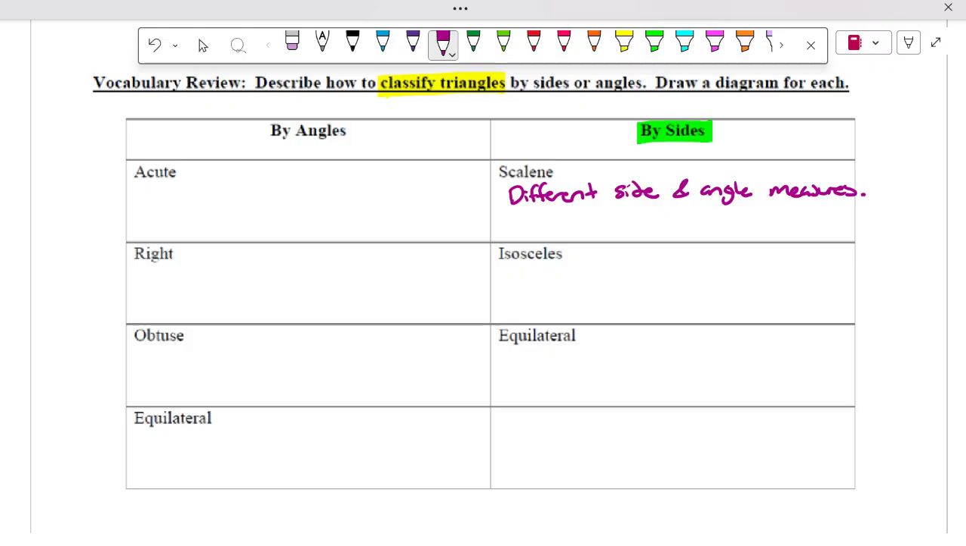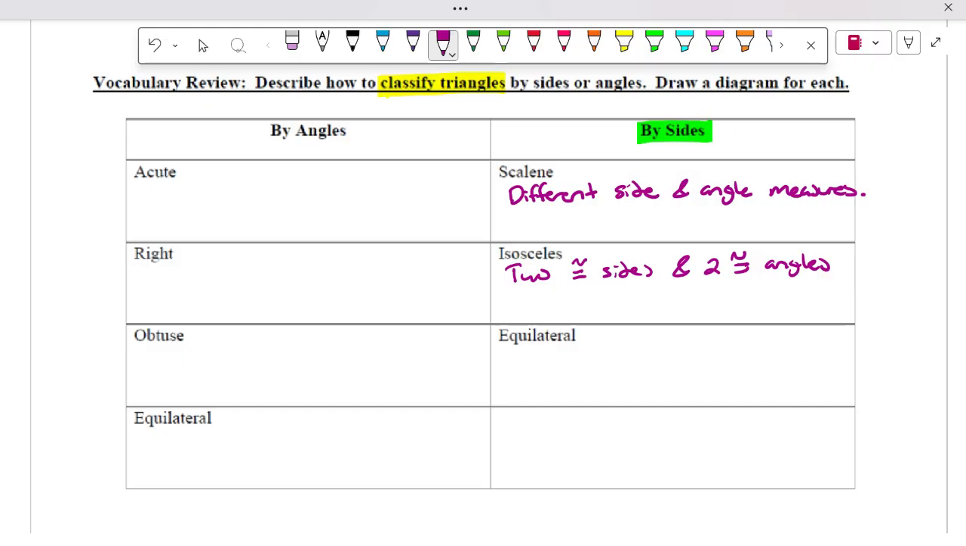What about isosceles? Anyone remember what's true about isosceles? Fisher? 2 of the sides are the same length. 2 sides are congruent. So there's 2 congruent sides as well as 2 congruent angles. So congruency kind of goes hand in hand with sides and angles. If there's no congruent sides, then there's definitely no congruent angles. If there's 2 congruent sides, there's 2 congruent angles, and so on and so forth. They just kind of go hand in hand together.